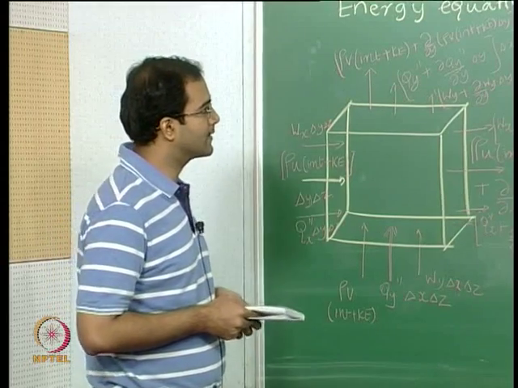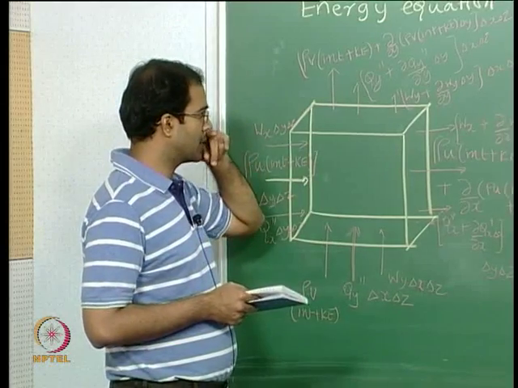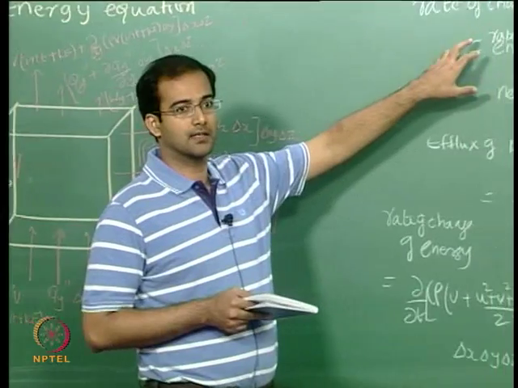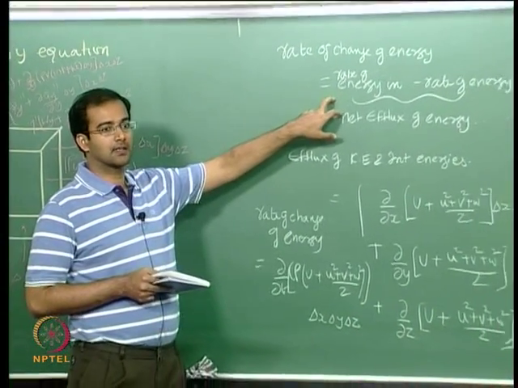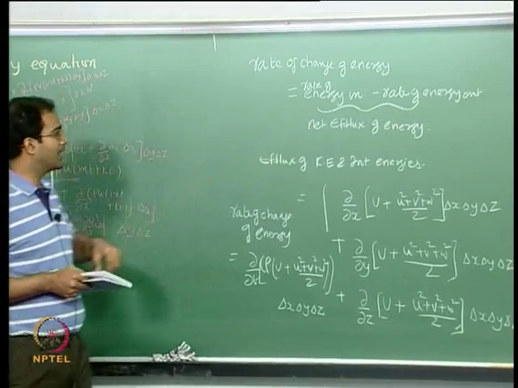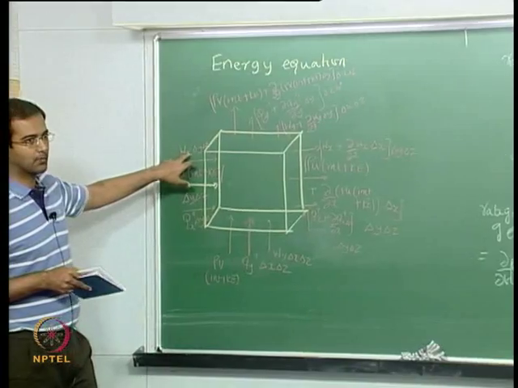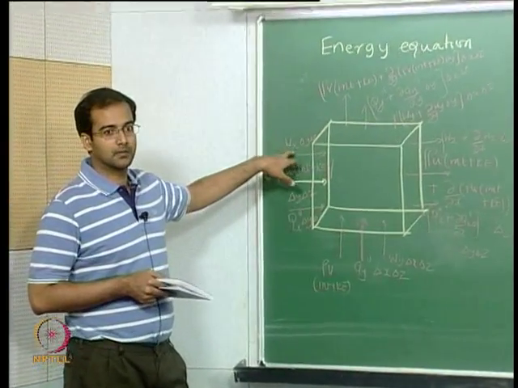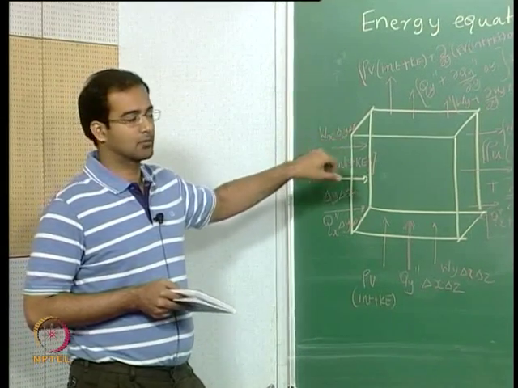And as far as the change within the control volume is concerned, we know that we can express the rate of change of energy in the control volume to the net efflux of energy across the control volume boundaries. Okay, and when we are looking at the work, we include the body force terms, which are acting on the entire volume, into the work terms. So they are the potential energy terms which we are adding as work.